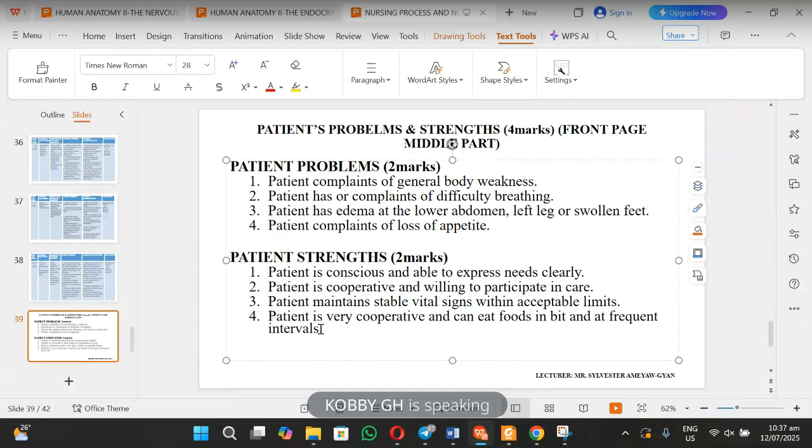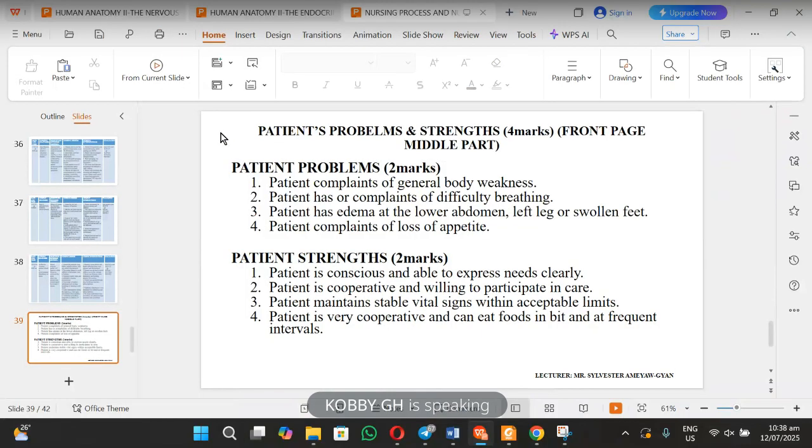So be careful not to give percentages. Otherwise you contradict the problem you've written. That's why you always have to be careful when writing a strength for loss of appetite, so that you don't contradict the problem. So don't even go and mention anything about eating. You see here, I wasn't specific. I even used the word bits. I didn't state any percentage or amount the patient is going to eat. I was careful with the words I chose. Patient can eat foods in bits and at frequent intervals.